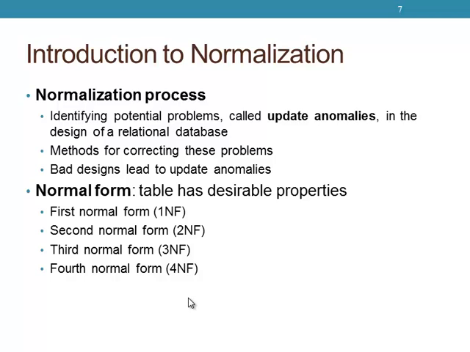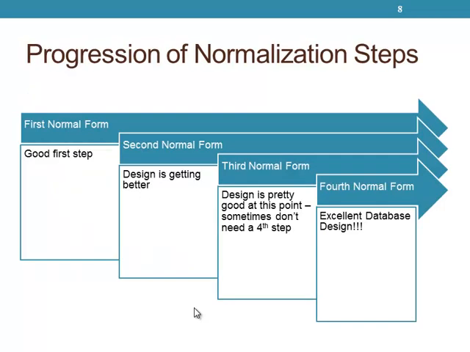So we have to get rid of those cases in our design so that our database is more stable and accurate. So during the process of normalization, your tables take on different forms. We call them first normal form, second normal form, third normal form, and fourth. And it's a progression.